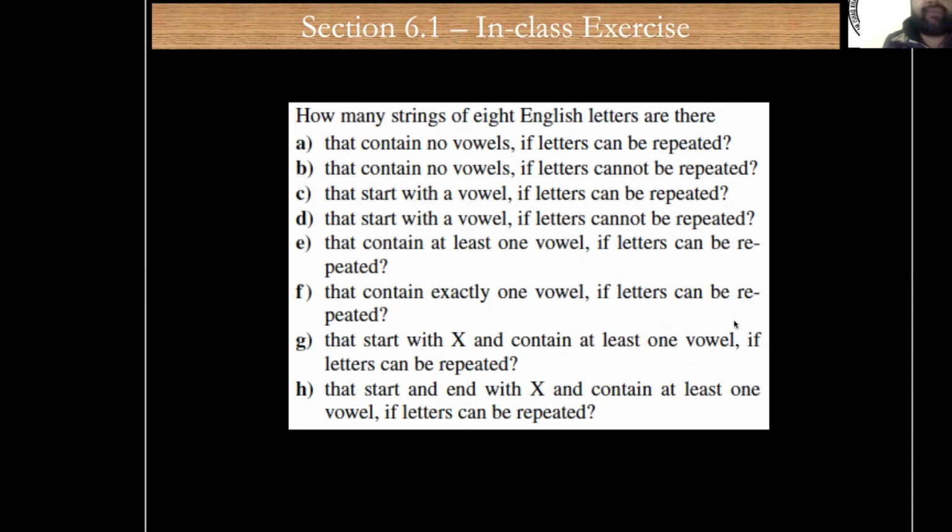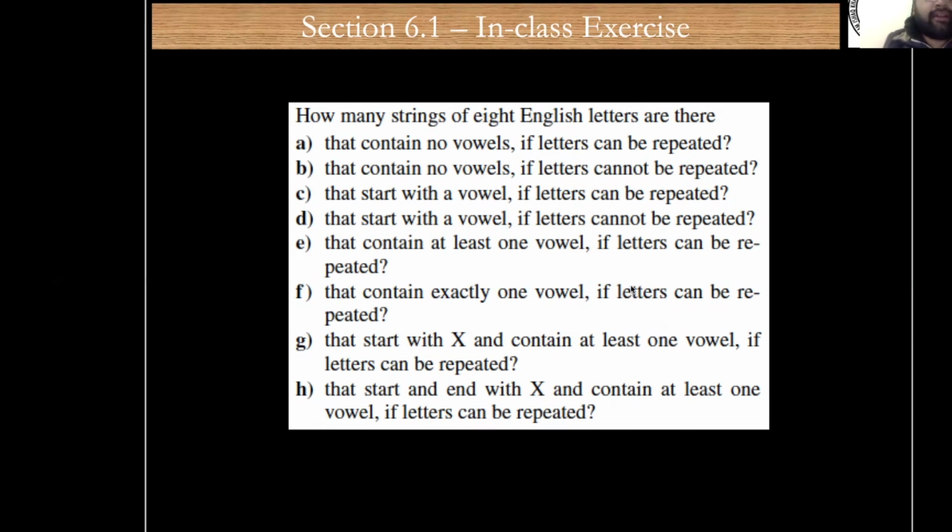that contain exactly one vowel if letters can be repeated, that start with X and contain at least one vowel if letters can be repeated, that start and end with X and contain at least one vowel if letters can be repeated. So these are some of the questions that you need to do for practice. And once you are able to do this, I think you are able to solve most of the problems of this particular category in this particular section.